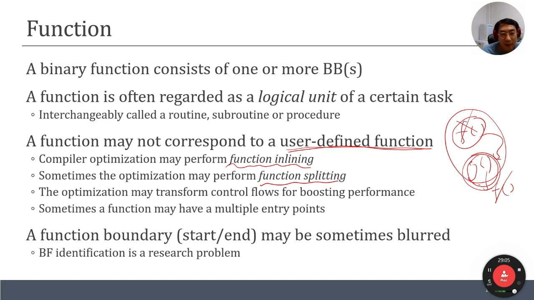Optimization tries to boost the performance, and if you look at the binary, the function boundary, where is the starting point of the function, where is the ending point of the function, sometimes it's blurred. So binary function identification itself is an open problem, or a research problem.